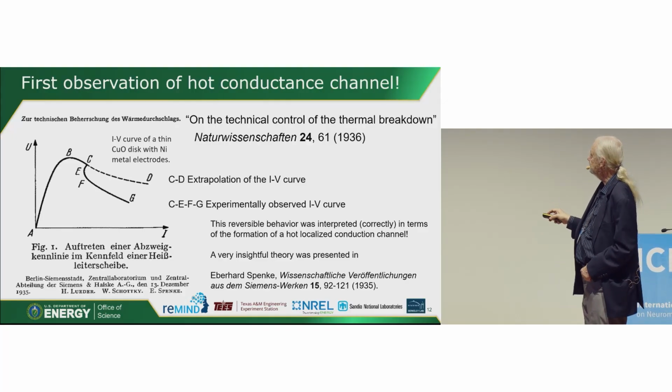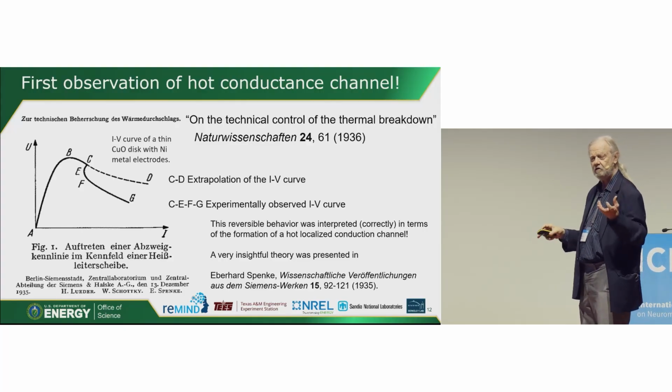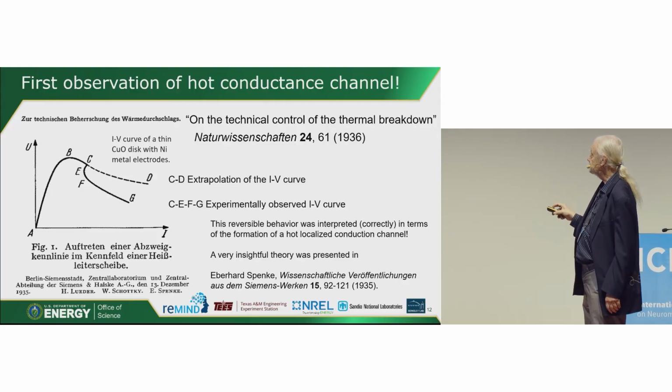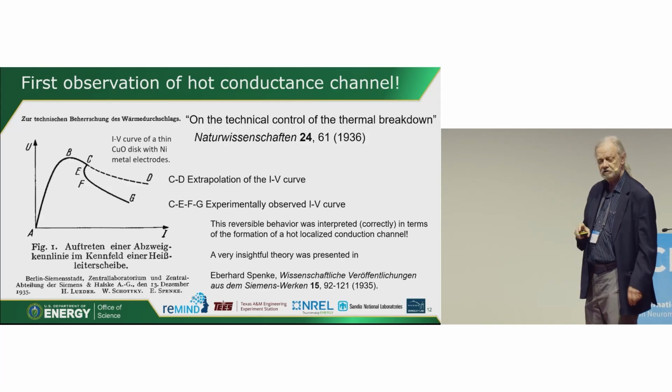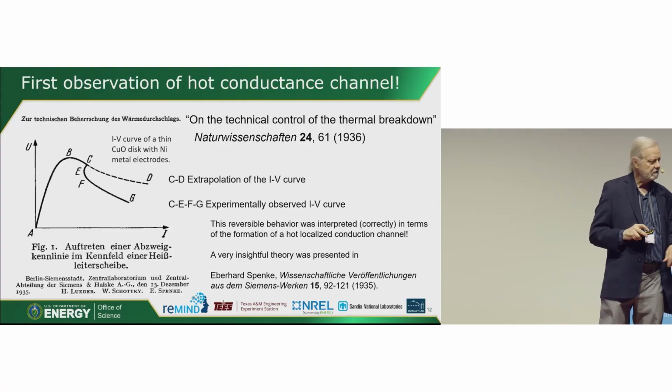In 1935, at the Siemens laboratory, this group of people took a copper oxide disk, which was one of the major semiconductors of that era, because semiconductors were still under development, and they put nickel electrodes on both sides, measured the IV curve, and instead of seeing an IV curve that sort of goes like this, they saw this sharp drop, which I've shown you before. This is what we observe. But this was observed in 1936.